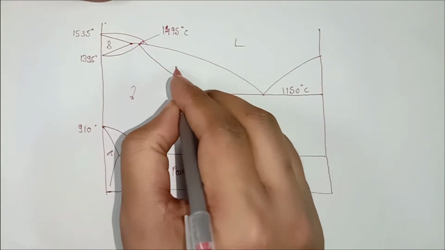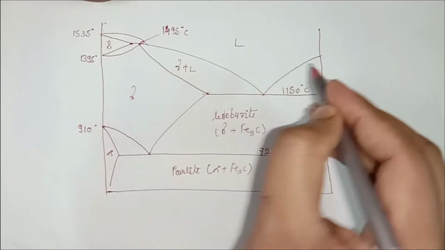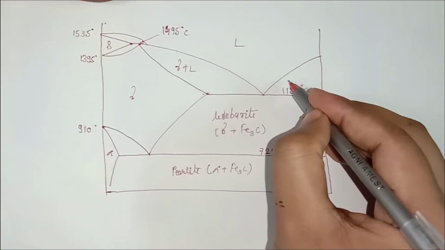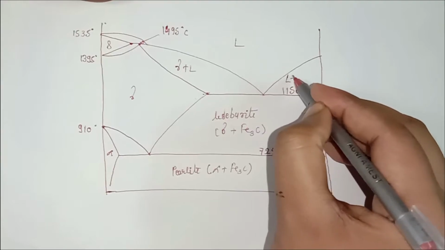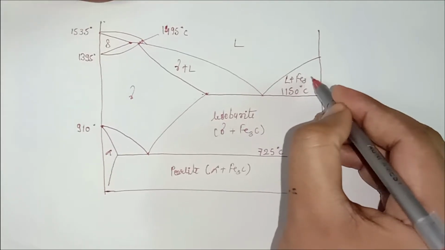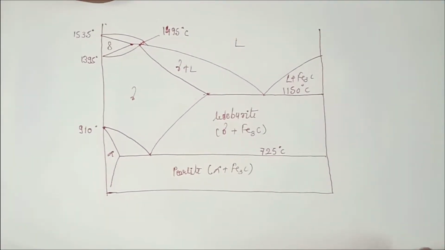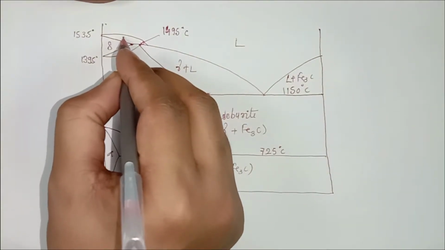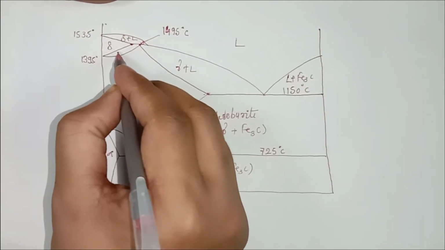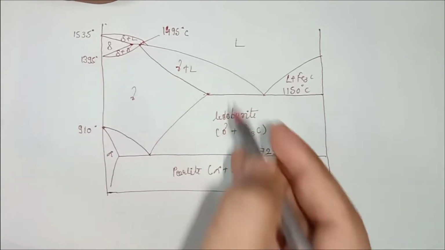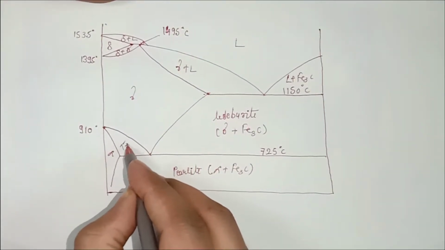This is a messy zone of gamma plus liquid. This zone is also a messy zone of liquid plus iron carbide. This zone is delta plus liquid. This is delta plus gamma. This is alpha plus gamma.